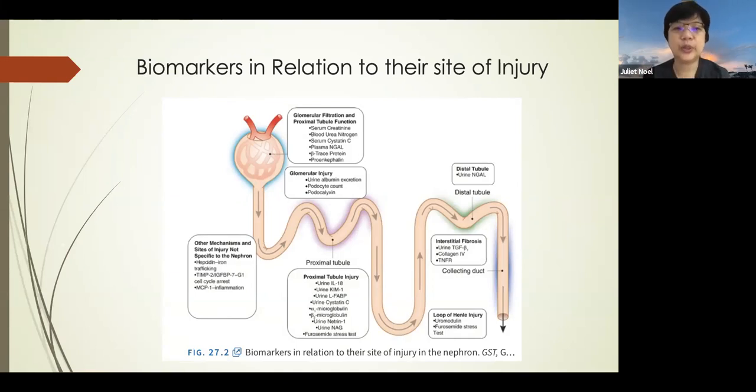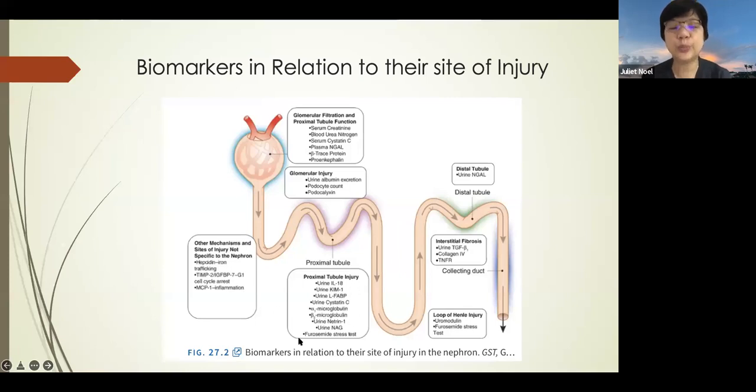So these are the biomarkers that are under study in relation to the site of injury. For tubular injury, serum creatinine, BUN, cystatin, and NGAL might be helpful. For glomerular injury, you would want to see the albumin excretion, the podocyte count, and the podocalyxin. Then for other injury not specific to the nephron, you can use the hepcidin and iron. So these are all experimental.